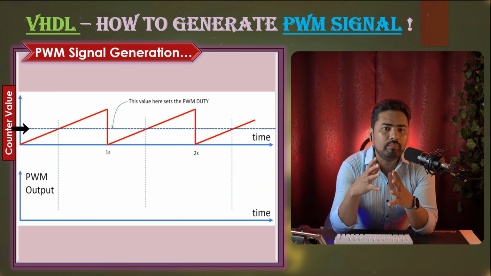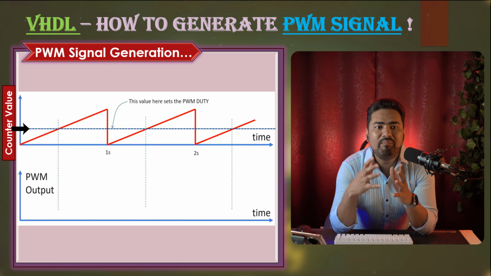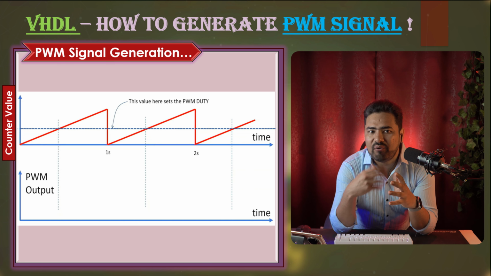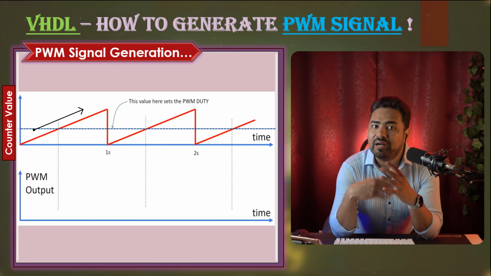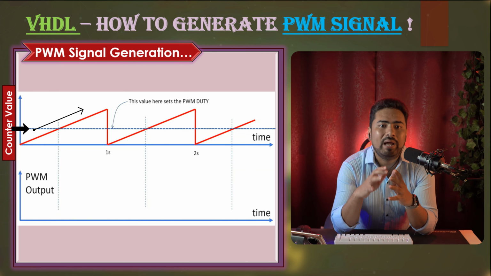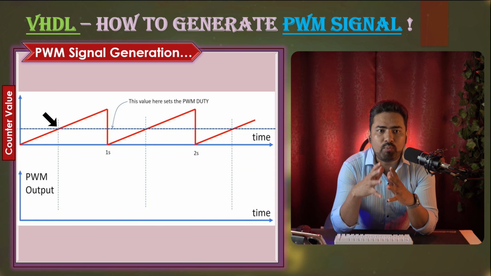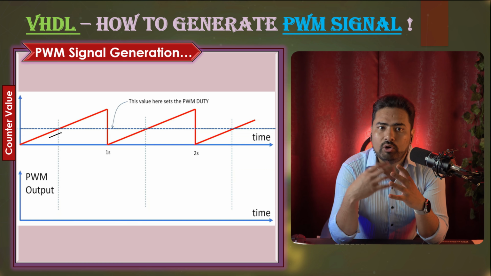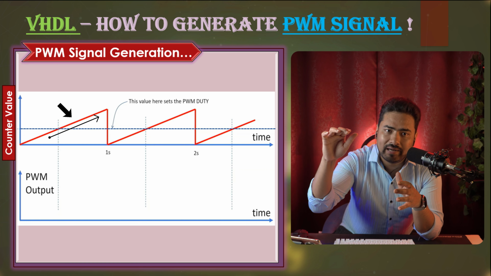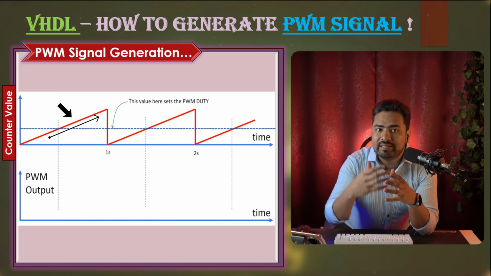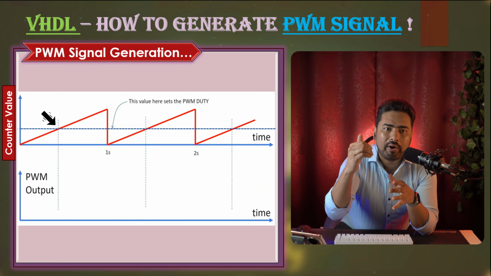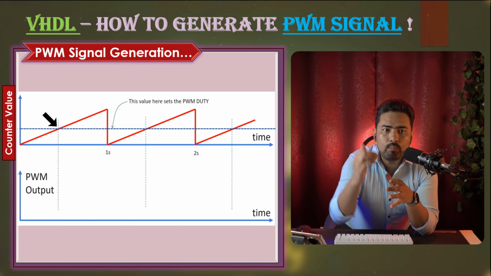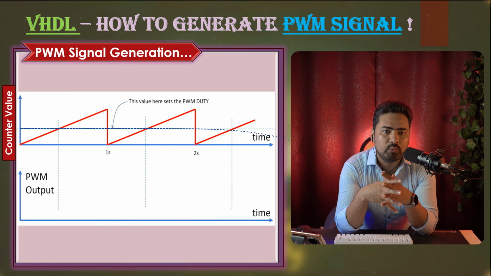So this value will be used to set the PWM duty cycle. Let's see how it works. We will monitor our counter value and compare it with this blue line point, or this intersection point value. Our counter, the red inclined line, is increasing at every clock cycle. When it reaches this point and intersects with the blue point, we will change our output.